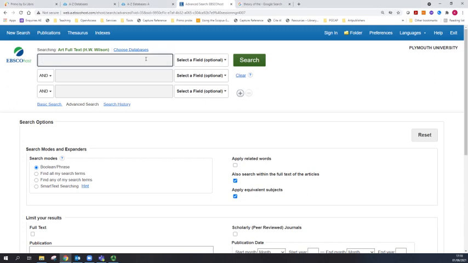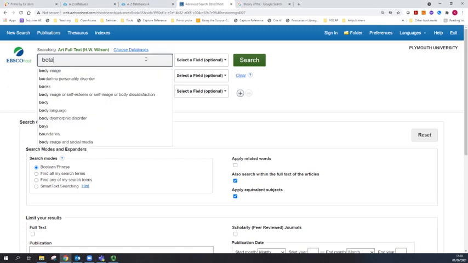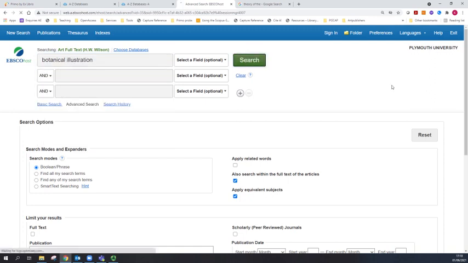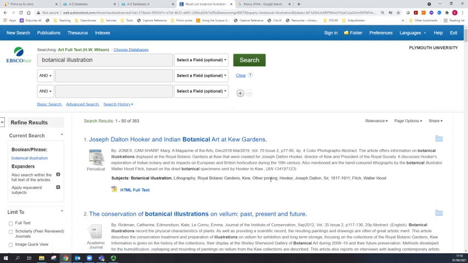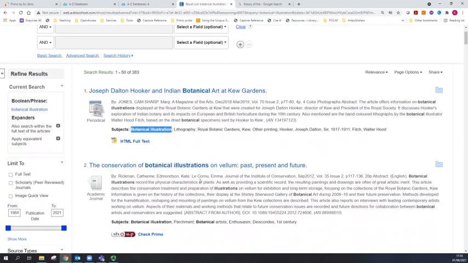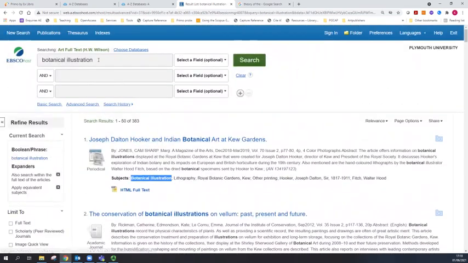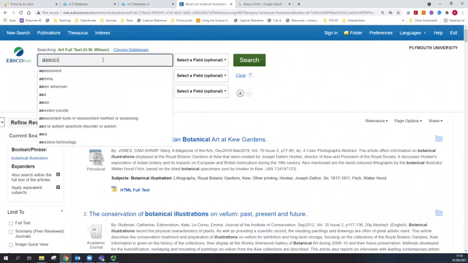Now, Artful Text is actually pretty good at working out what it is you want. If I put in botanical illustration, for example, you'll note that while it's picking up botanical and illustration in different parts of the text, it is being a bit clever and using the subject headings to work out that they're maybe after the phrase botanical illustrations. So we're getting a lot of very relevant results here, even though we've not told the database that we're looking for these two words next to each other. But it doesn't work like that with everything.